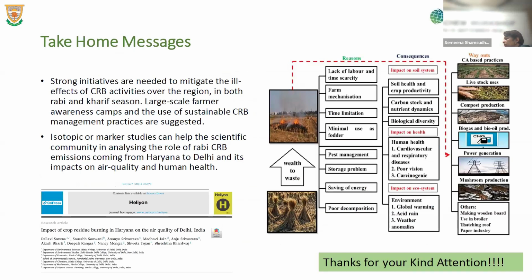So strong initiatives are needed to mitigate the ill effects of CRB activities over the region in both Rabi and Kharif season. As for mitigation, we can adopt CA-based practices, compost production, we can convert it into biogas, we can have mushroom production, and we can have bio oil production.